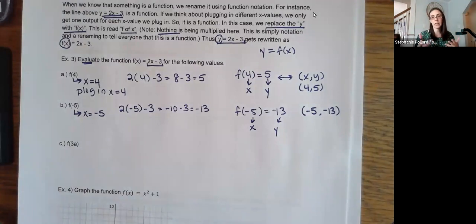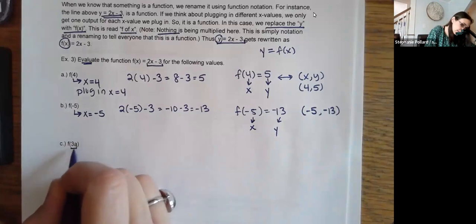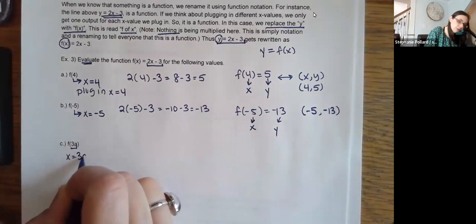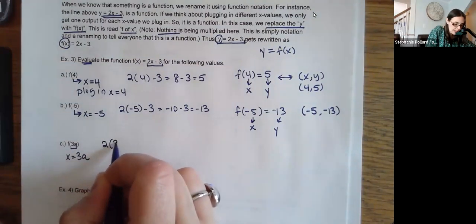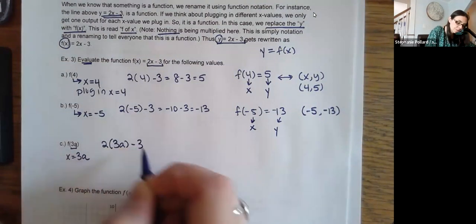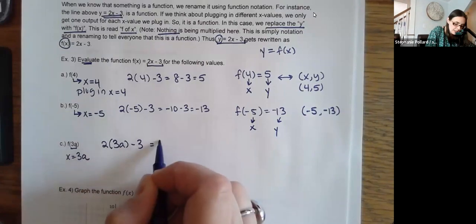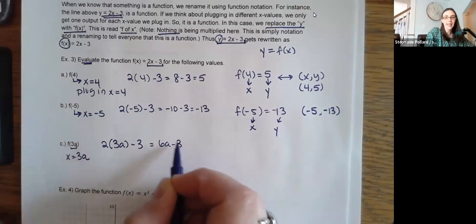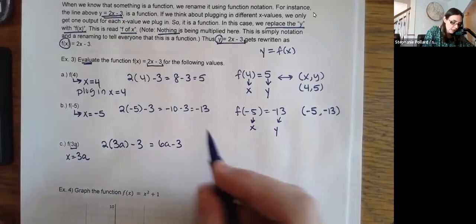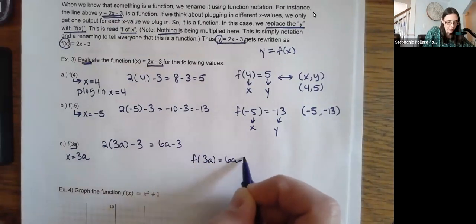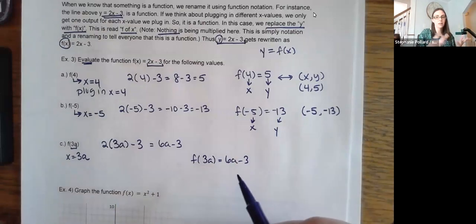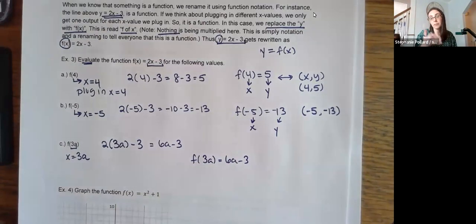Now you could also plug in different things. They don't have to be numbers. So here you're going to replace x with the expression 3a. So I take my 2, multiply it by 3a, and then do -3. 2 times 3 is 6, so I get 6a minus 3. Now I can't do anything else here, so I'm just going to leave it. So f of 3a is equal to 6a minus 3. And I'm not going to write this one as a point just because it would not be very helpful to me, but you could if you wanted to.